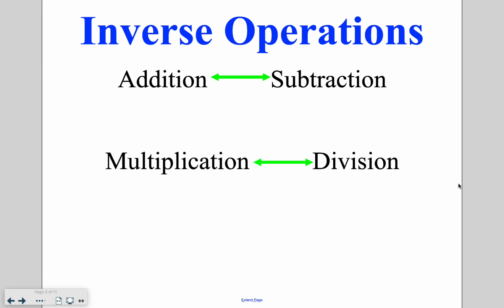When we are solving these equations, we are going to be using inverse operations. So those are the two operations that undo each other. The first pair is addition and subtraction. Those are our opposites, and then multiplication and division are our other pair of opposites.